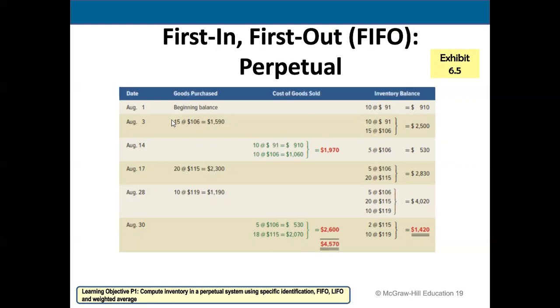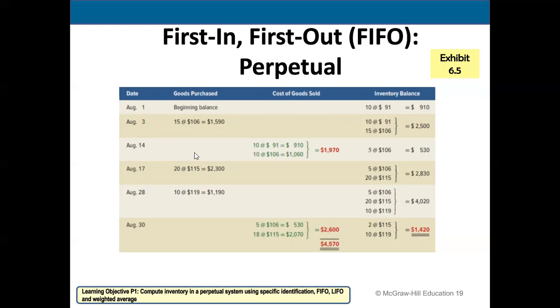So what we do is we start with our goods that we had at the beginning, 10 units that cost $91, then our purchase. After we purchase 15, we now have 10 that cost 91 and 15 at 106. So when we get to our first sale on August 14th, the question we're asking again is, which units am I selling? And the answer is the oldest units. So we're going to sell all 10 of the older units, the ones that cost $91, first, before we assume we sold any of the newer units that cost 106.